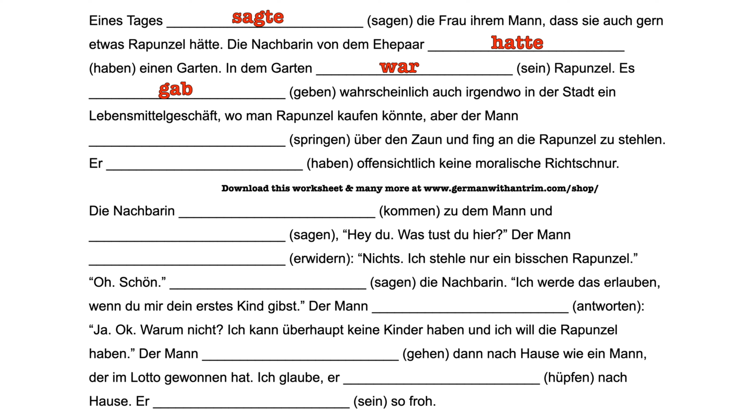Aber der Mann, form of springen, über den Zaun und fing an, die Rapunzel zu stehlen. So the man jumped over the fence and started to steal the Rapunzel. Springen is also an irregular verb, so its stem changes to sprang, and since it's der Mann as our subject, we don't need to add any ending to it, we just leave it as sprang.